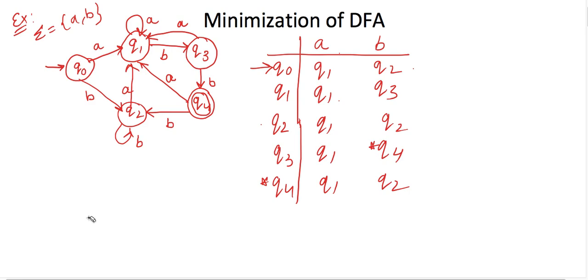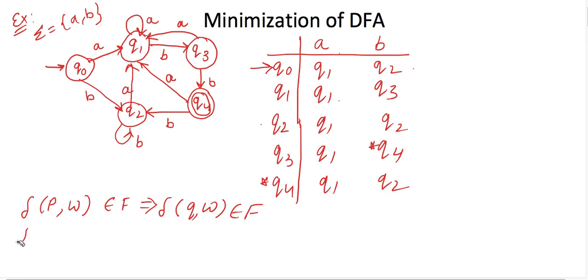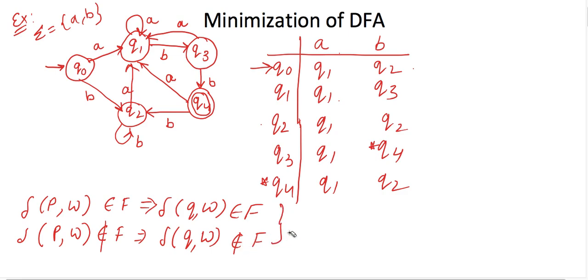Just as we saw earlier, if the transition function for P on scanning any string w reaches a final state, it implies the transition function for Q on scanning w should also reach one of the final states. And if P on scanning string w does not reach a final state, it implies Q on scanning w should also not reach any final state, that is, it reaches a non-final state. So these are the two conditions.